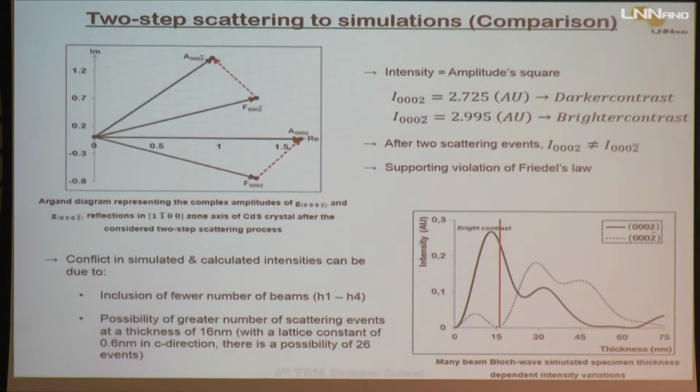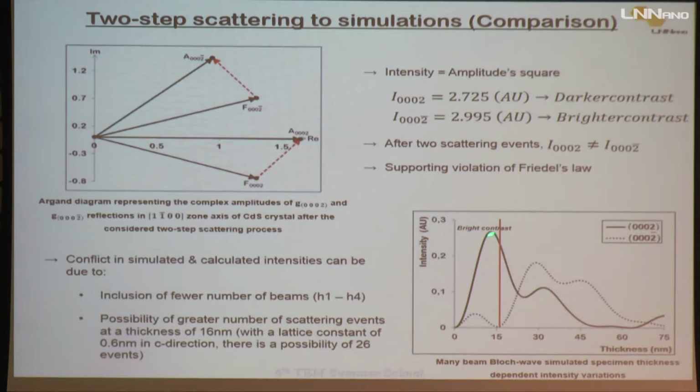I squared the amplitude to obtain the intensity of the 002 and 00 minus 2 beams, and straight away we can say that just after one scattering event, such as one diffraction event, the intensity is not the same for both beams. The structure factors of F002 and F00 minus 2 are the same before the scattering event. Once after one double diffraction process, they are no longer equal in this Argand diagram. So this confirms that the intensity of 002 is not equal to 00 minus 2, and it supports the violation of Friedel's law. But there is some conflict.